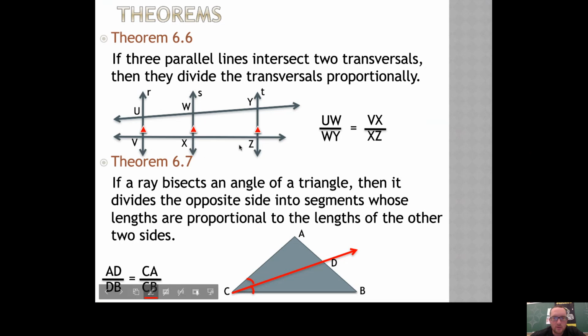Notice how there's no triangles here, but if this line would continue along with this line, it would make triangles. And what's going to happen is you can call this length A, you can call this length B, you can call this C, and you can call this D. And this behaves exactly like the triangle proportionality theorem. A to B equals C to D.